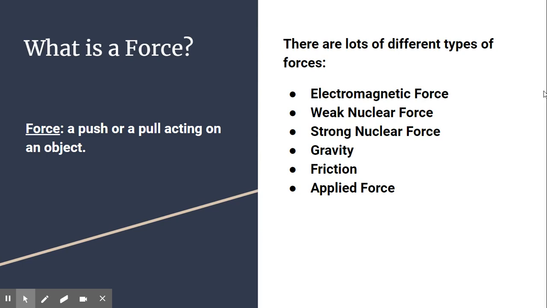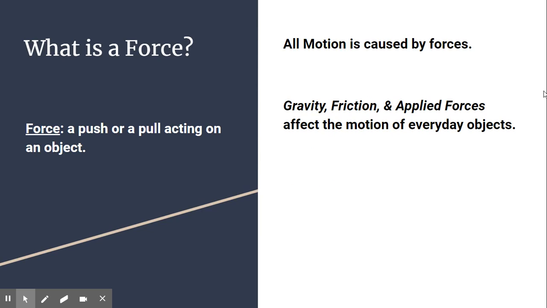There are lots of different types of things that are forces. You can have an electrical force. You can have a magnetic force, and these two can work together in what's called an electromagnetic force. You can have nuclear forces that can be either weak or strong. You can have gravity as a force, so is friction. And then there's applied forces. There's also things like tension and compression that could be examples of forces. But we're just going to focus on ones that affect motion of our everyday type of objects.